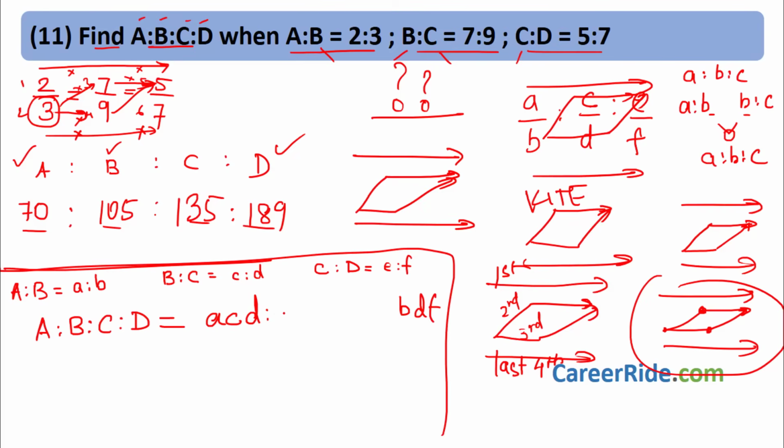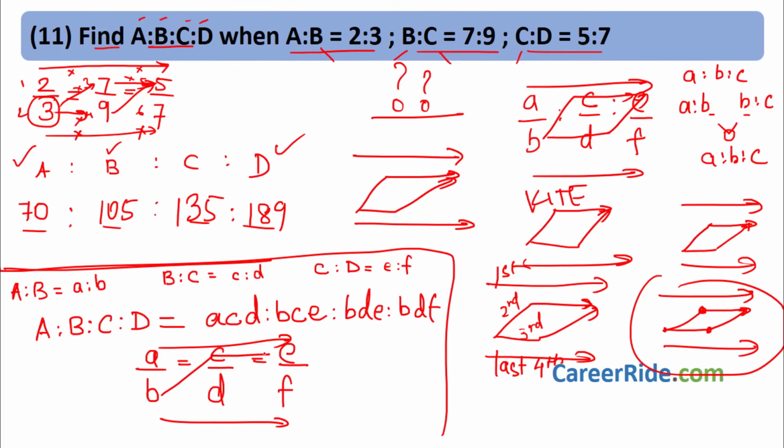Now what is the second value over here? Take the second one. Okay, b, c and e. The third one would be b, d and e. Okay, so you have a upon b equal to c upon d equal to e upon f. Take this, take this, take this and take this. You get a kite over here. Okay, see how easy it is. Just remember the diagram, you will be able to solve the question. Okay, moving to question number 12.